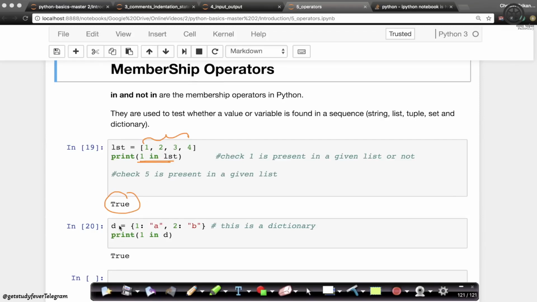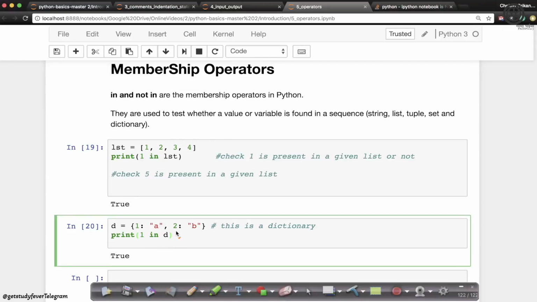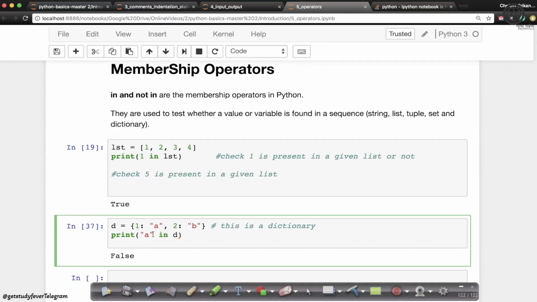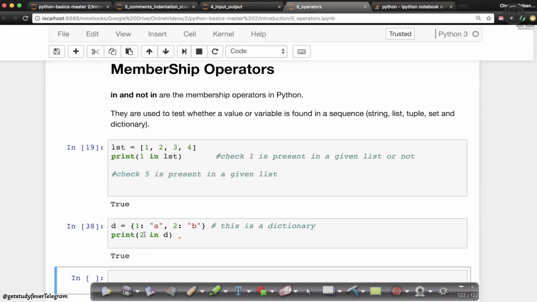Let's do another example. Let's say I have a dictionary here. This is my key 1, this is my value 1, this is my key 2, this is my value 2. I can search in the keys very easily. If I say print 1 in D, since 1 is present in the keys, it would print true. Let's go to this code snippet and see what happens if I say A in D. It says false. I can only check in the keys, not in the values. Can I say 2 in D? Of course it's there. What about 3 in D? Of course 3 is not there, so it returns false.